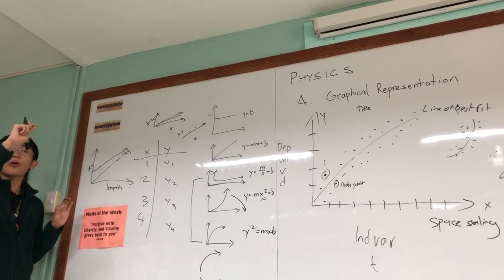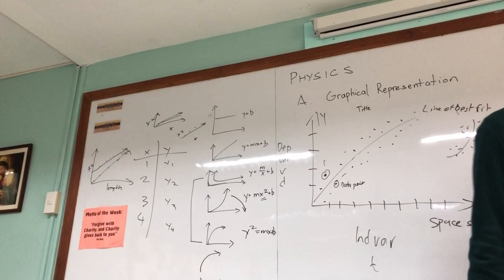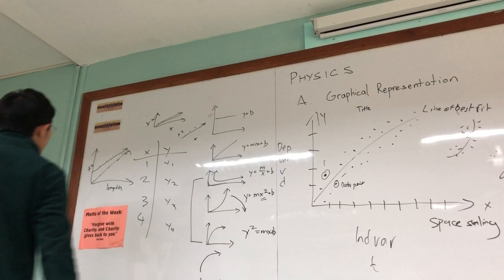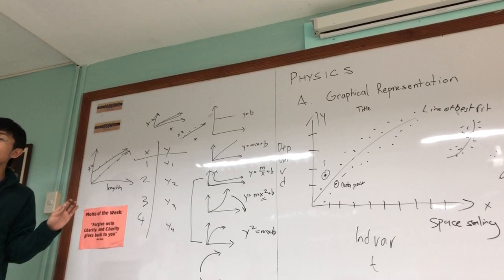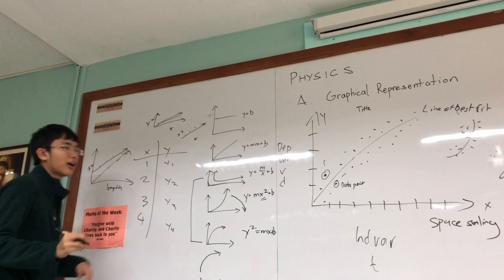This is where we go to our third part of graphical representation, which is the derivation of a mathematical model from the graph that we discussed. So we've drawn a line of best fit. Most of the data points should be on that line for now. So let me erase this. So this is our ideal graph, right?